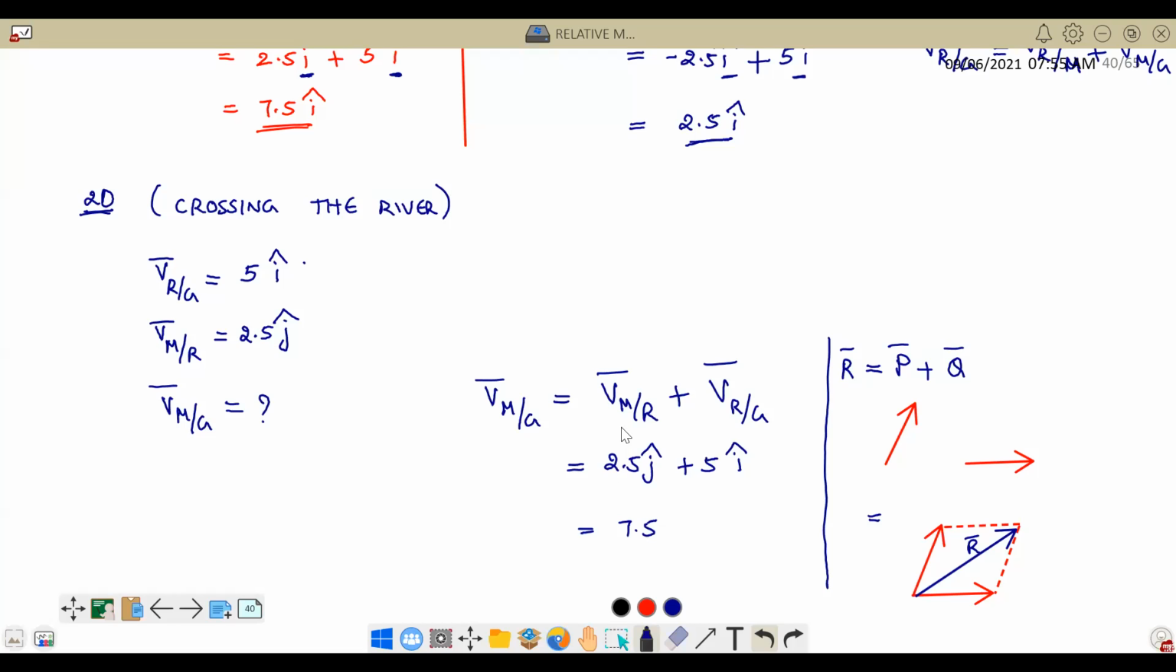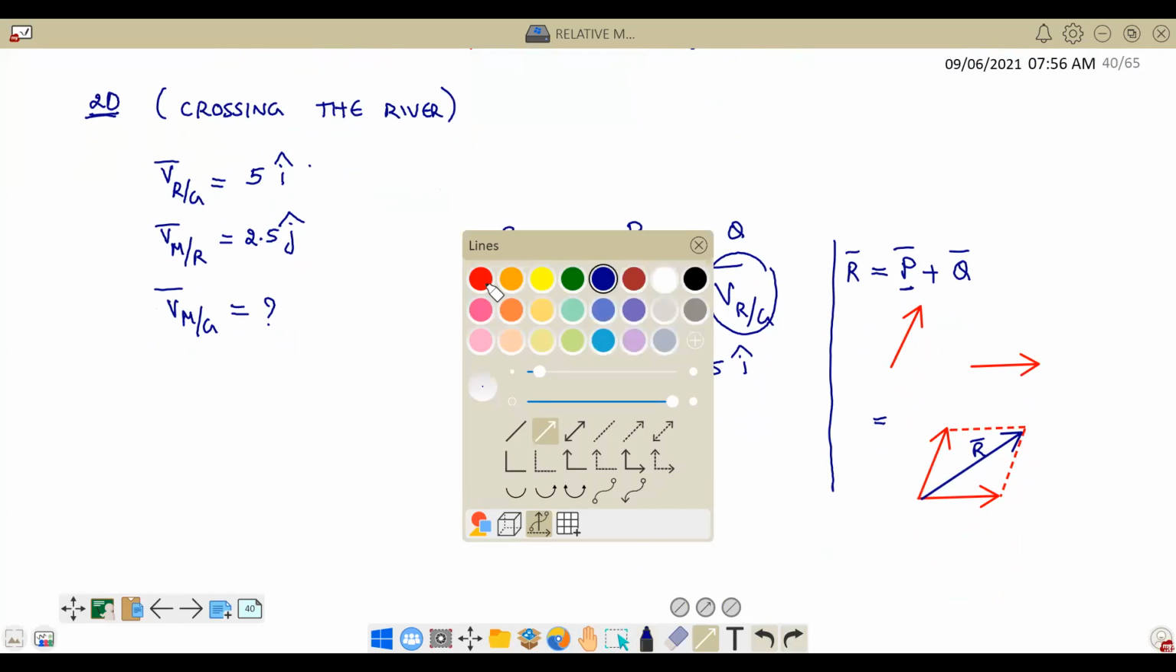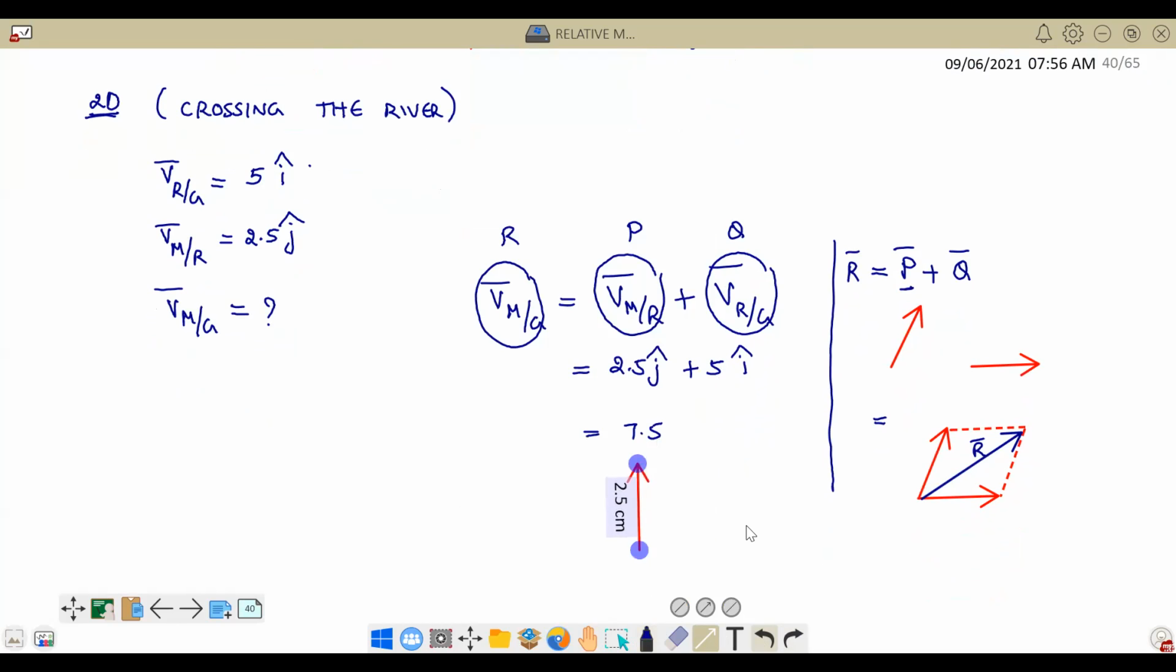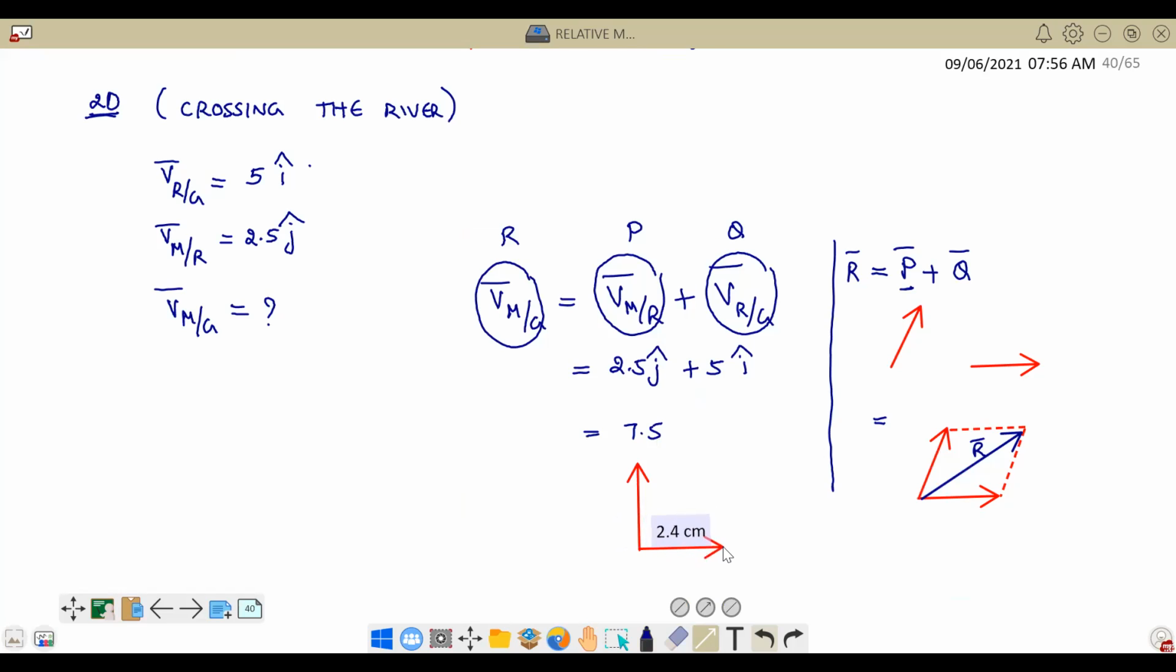This is the P vector, this is the Q vector, and this is R. Are you able to understand? So the resultant of these two is nothing but the vector addition of these two. So I should first draw 2.5 j cap, which side? Upwards, the positive y-axis. And then this one, I should draw which side? Positive, the right side. This is 5 i cap.